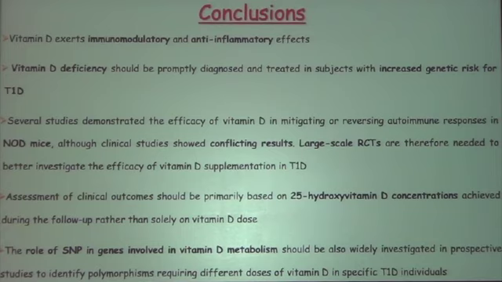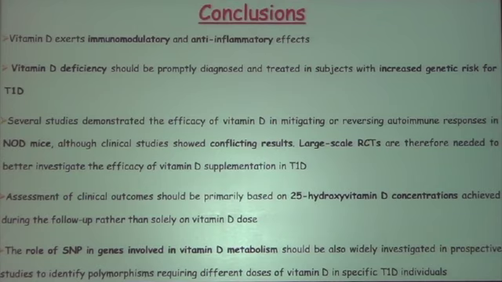So large-scale randomized controlled trials are needed in order to better investigate the efficacy of vitamin D supplementation in autoimmune diseases, but also in type 1 diabetes. But it's important that these randomized controlled trials be properly conducted, with the assessment of clinical outcome primarily based on serum vitamin D concentration rather than solely in relation to vitamin D doses.